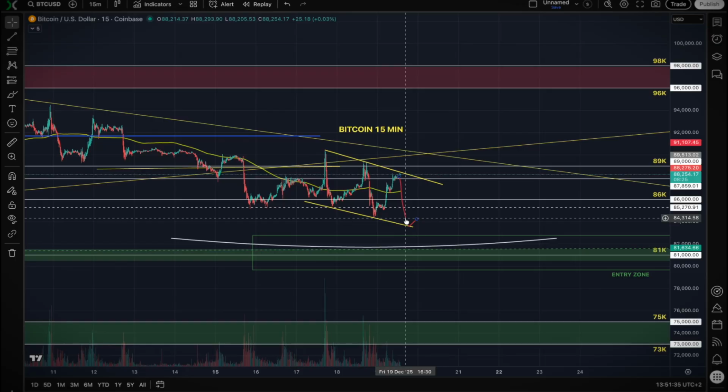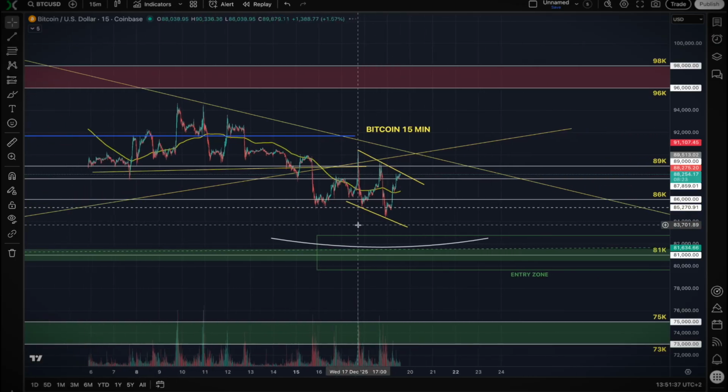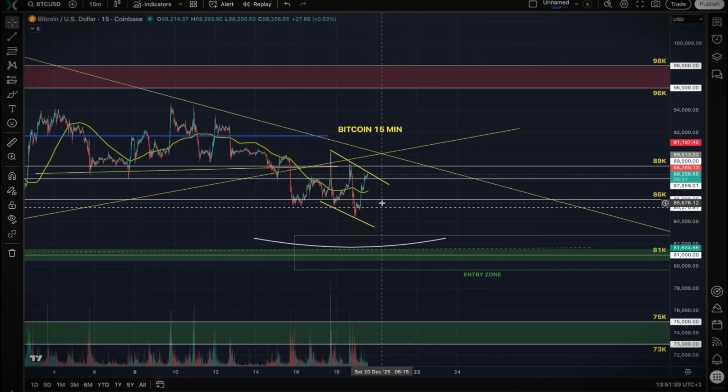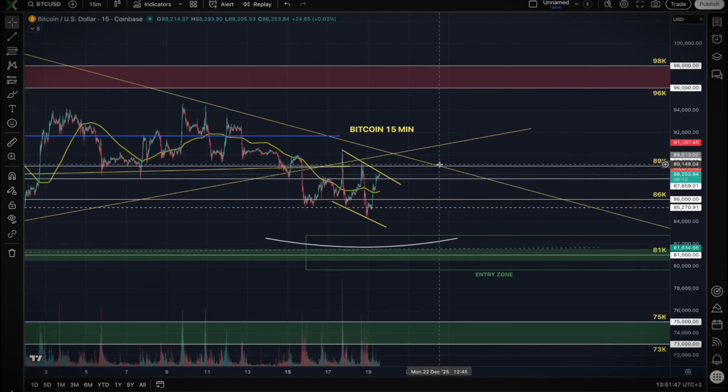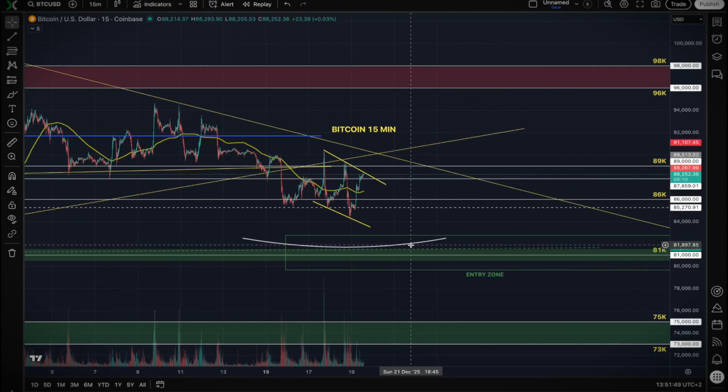But what we do need to see from Bitcoin is that it finds its feet over the next couple of days, over the weekend, heading into the holiday season. And we need to make sure we break this trend, because even though we were in a macro uptrend for a good few weeks, now we're in a macro downtrend. And that means we're pretty much heading to this entry zone.